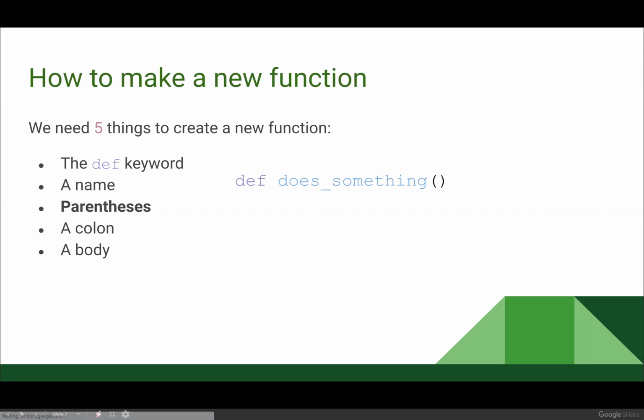We are going to have a set of parentheses. We're going to have a colon, and we remember a colon from our if. Anytime we see a colon, the next stuff is going to be indented. So our code inside of our function is indented to show, hey, this is in a function. So in my function does something, I'm going to print whoa. Very exciting, very groundbreaking function here.